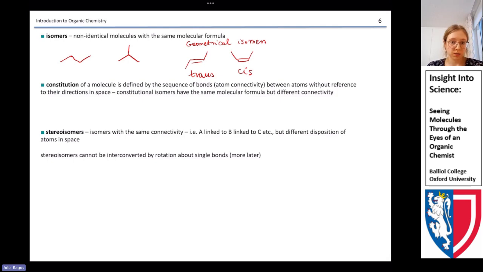actually geometrical isomers are stereoisomers. If you compare them, right? So they have the same connectivity, right? Those two methyl groups, CH3, CH3, CH3, CH3, they are linked to the same double bond. And there is nothing that really distinguishes them apart from the arrangement of atoms in space. So it makes them stereoisomers, but a special kind.